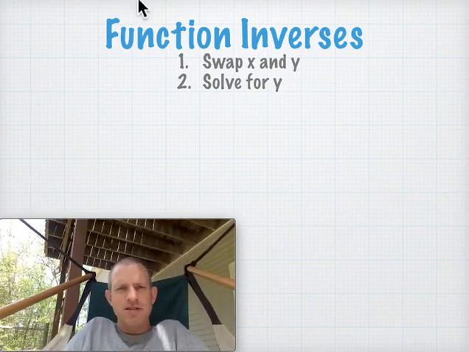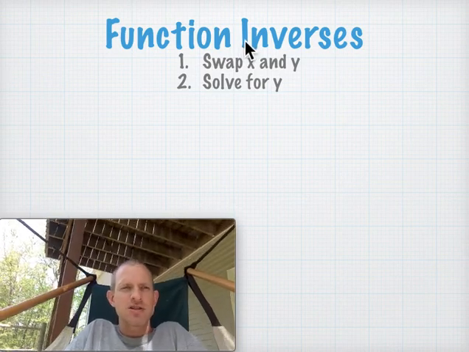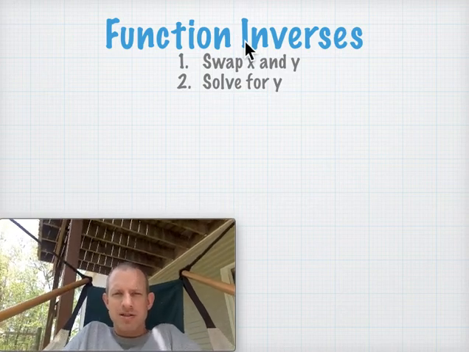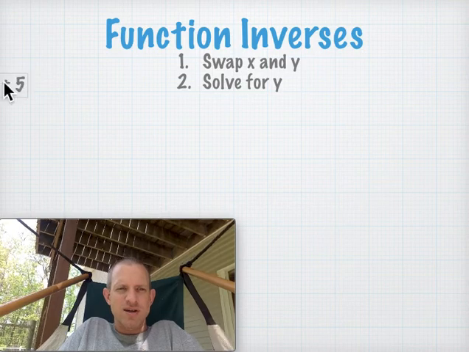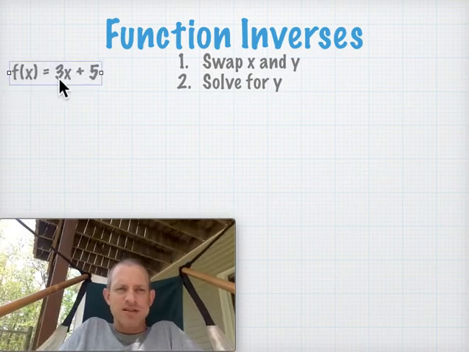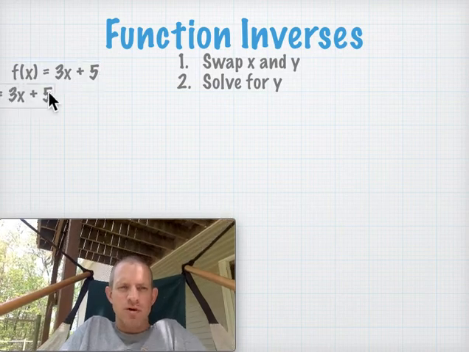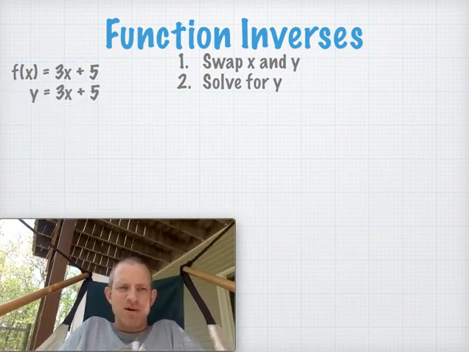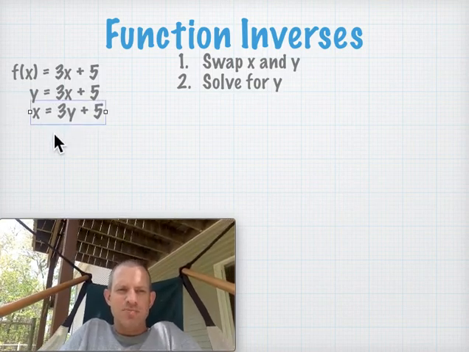First thing, we want to find the inverse of a function. A kind of quick and dirty way to do that is to swap x and y and solve for y. So if we have an example here, f of x equals 3x plus 5, I'd first write it in y equals form. So y equals 3x plus 5. And then swap x and y. And so that looks like this. X equals 3y plus 5.